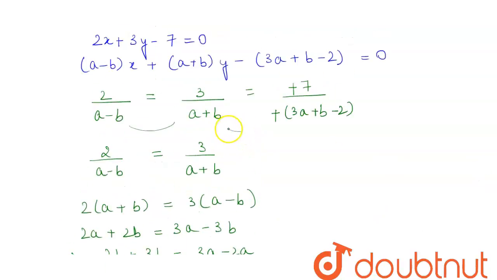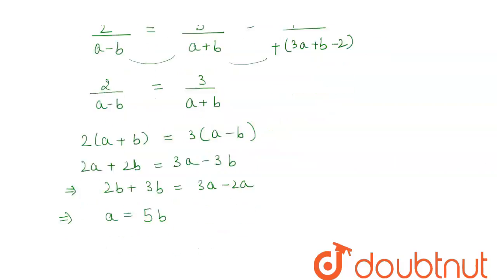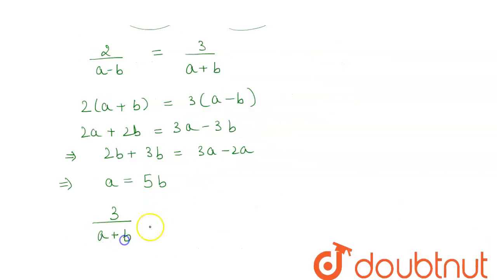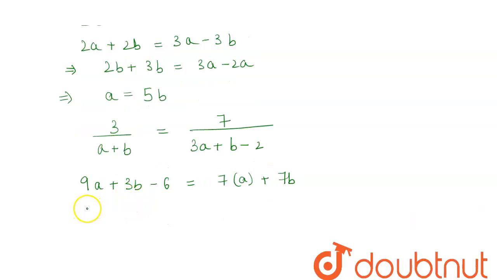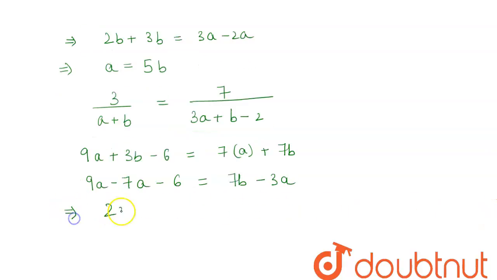Now if we consider our second part, let be this. We are given that 3 upon a plus b is equal to 7 upon 3a plus b minus 2. Cross multiplying, we will get 9a plus 3b minus 6 is equal to 7a plus 7b. Now again, if we take the coefficients of a on one side and b on one side, we will get 9a minus 7a minus 6 is equal to 7b minus 3b. This will become 2a minus 6 is equal to 4b.